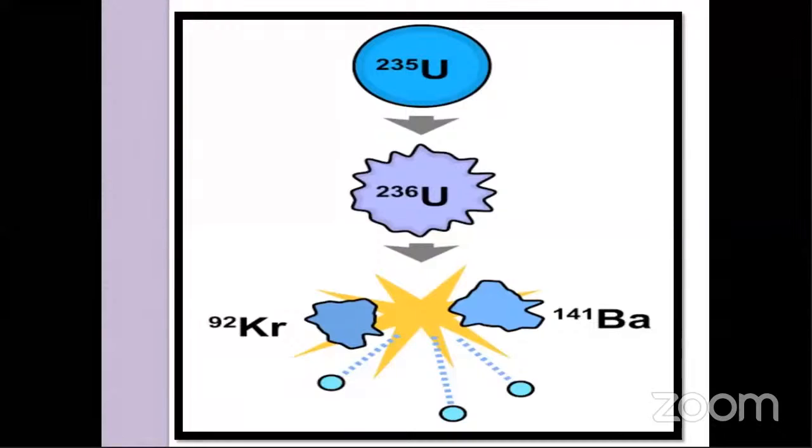And what happens next? The isotope splits. The uranium isotope splits into lighter nuclei of elements like krypton and barium, and a very large amount of heat is produced. This is all about nuclear fission, and this is a source of heat where a nuclear reaction takes place.